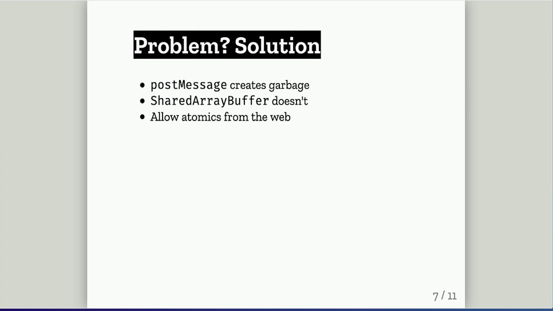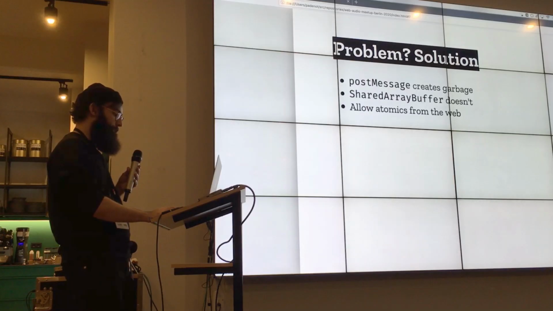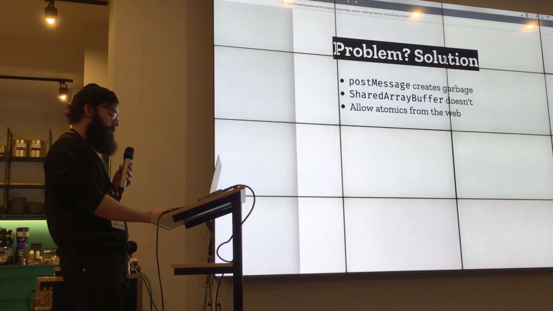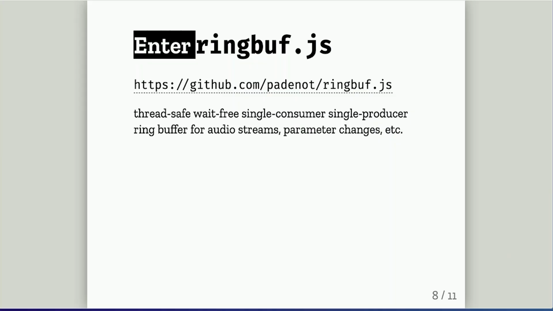SharedArrayBuffer comes with an Atomics API, so you can do atomic accesses. You can do writes and reads to memory from different threads at the same time. It's fine. It's guaranteed to work well. So SharedArrayBuffer is the ideal candidate for what we want to do here.